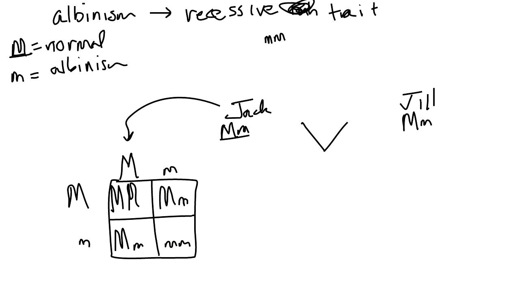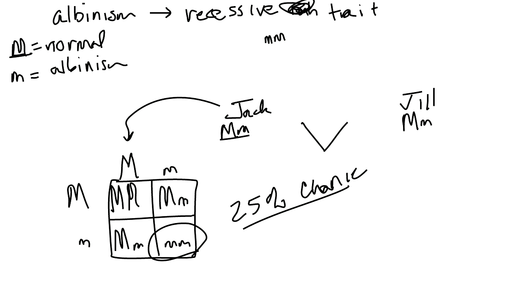And what we find out is they have a 25% chance of having an albino child, right? 1 in 4.